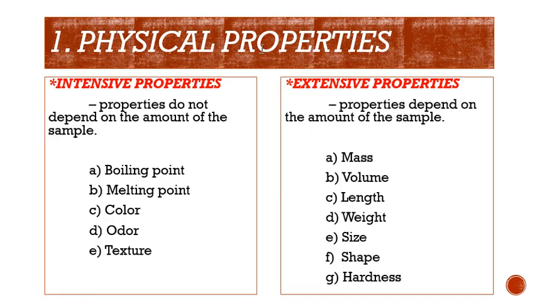So take note again, physical properties is the one that we can observe or we can measure. So physical properties comes into two. We have intensive properties or extensive properties. Now, if we talk about intensive properties, these are properties that do not depend on the amount of the sample. But if we talk about extensive properties, it depends on the amount of the sample.